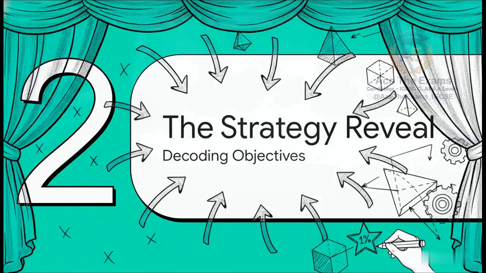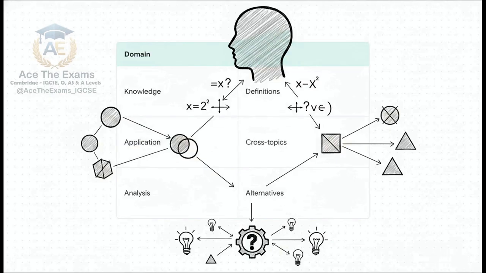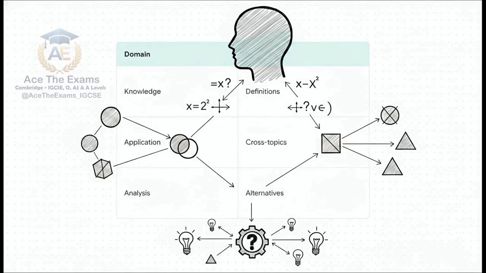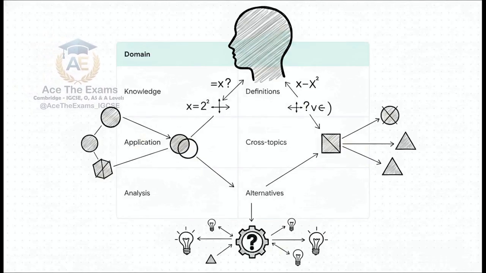Act 2, the strategy reveal. This is where we decode exactly what the examiners want. The top-tier candidates, the ones scoring the A stars, understand a fundamental secret. They aren't just doing calculations. They are actively navigating 3 very distinct cognitive domains.